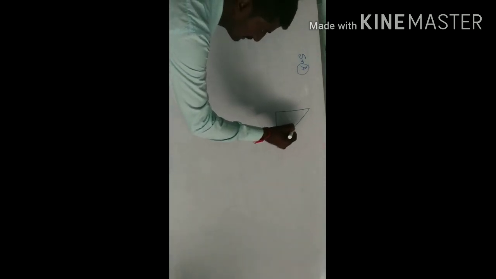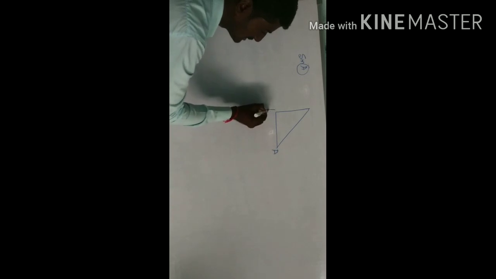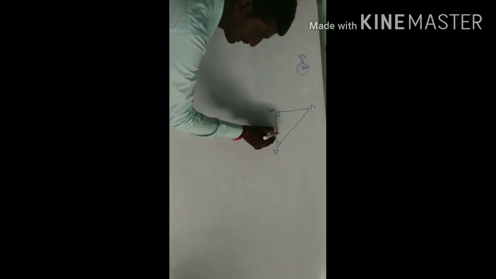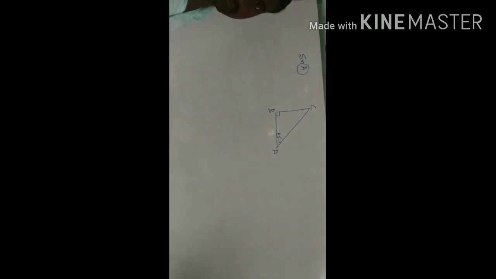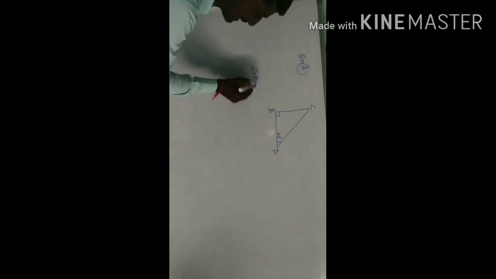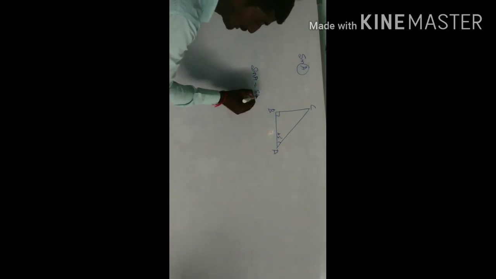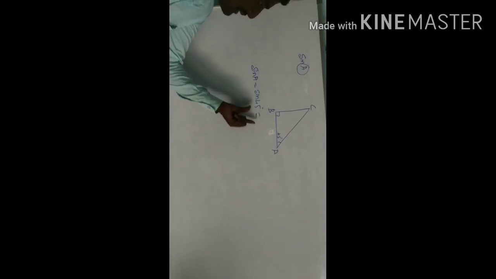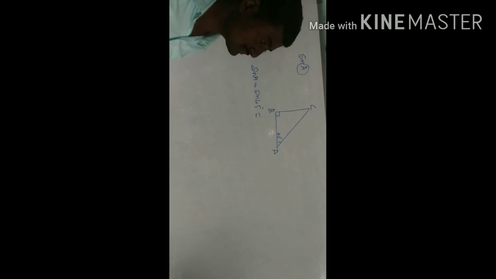If I take one right angle triangle, this is A and this is B and this is C, and this will be 90 degree. Now we will take this angle as 45 degree. What is sin A? I am going to find. A I have taken here as 45 degree, so what is the value of sin 45? I am going to find.